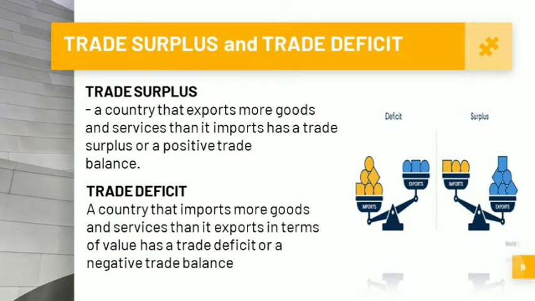First is trade surplus. A country that exports more goods and services than it imports has a trade surplus or a positive trade balance. If a country exports more goods, there is a possibility that they could have positive trade balance and will result in a good impact, especially in their economy. And if a country has a trade surplus, then we could now determine that that country has a strong economy.